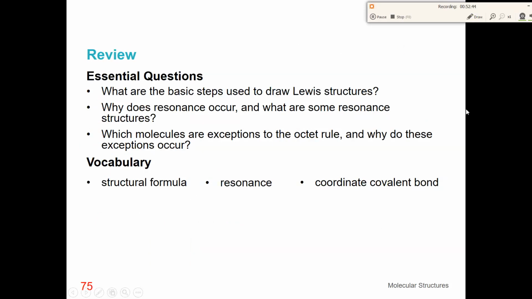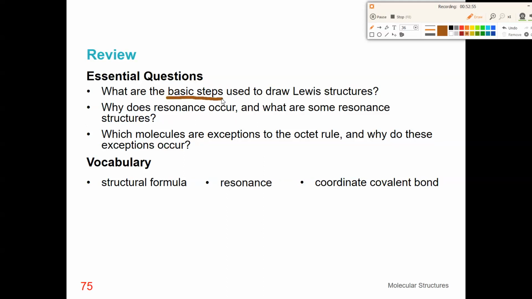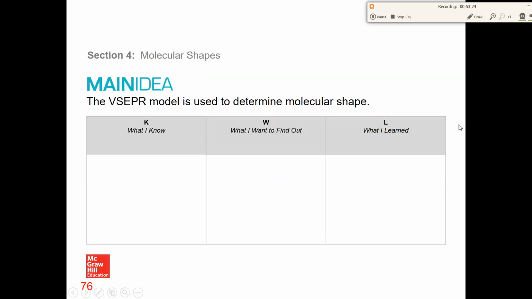That's all about section 3. Here are some essential questions. The basic steps you need to recall: we talked about the two different procedures, and whichever one you want to use is okay. Resonance structures are used when there are multiple possibilities, where you can put a double bond or triple bond. For the exceptions to the octet rule, we can have an incomplete or expanded octet. That's all for section 3.